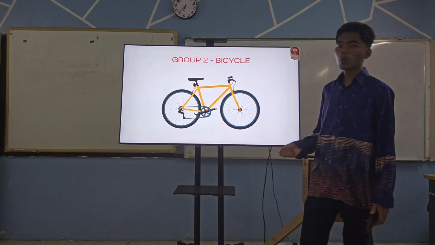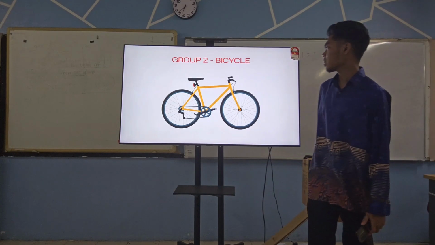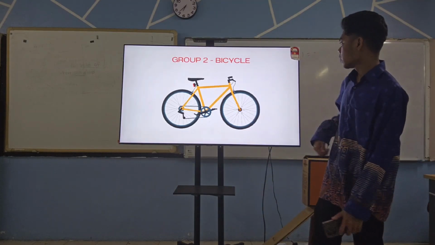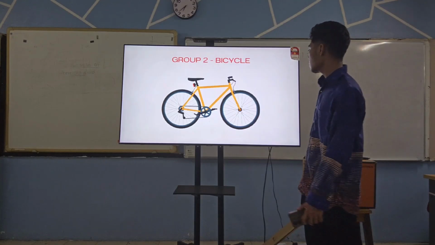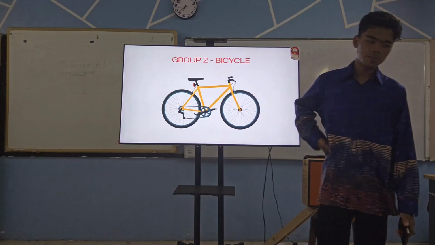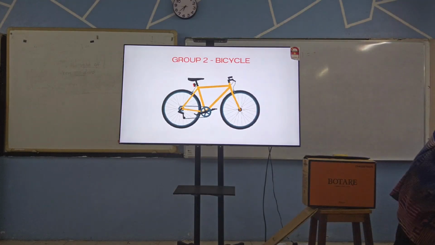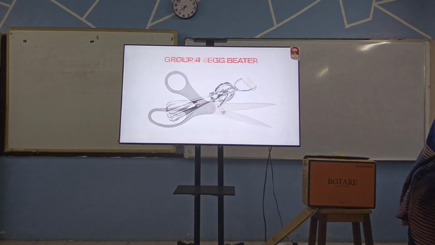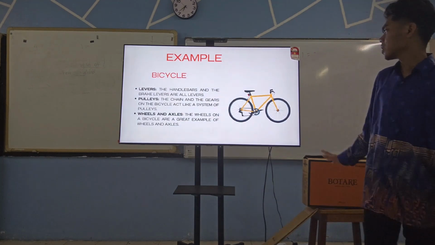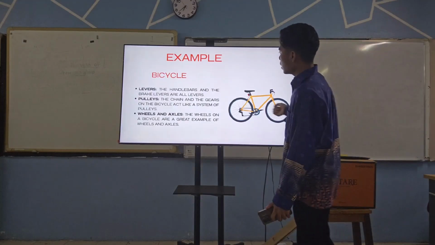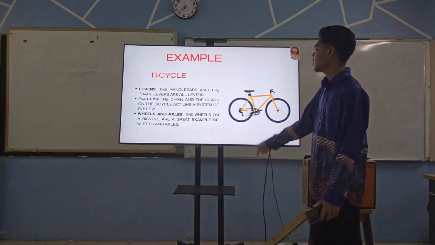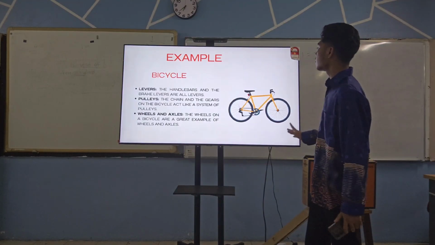So you see wheel and axle. Okay, wheel and axle. And then screw. Okay, screw. About lever. Okay, lever. So now we'll explain about it. Now, the bicycle, the lever. Yes, we say lever. And the handlebars and the brake levers are all levers.